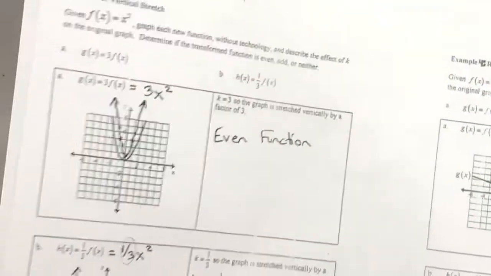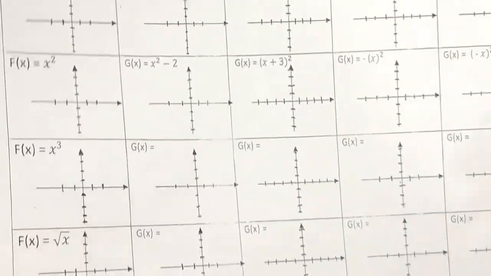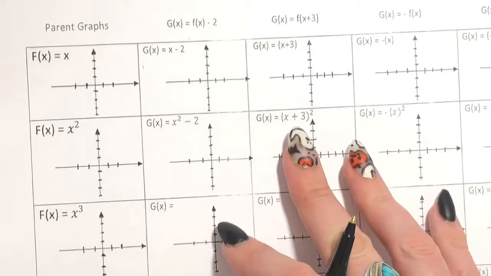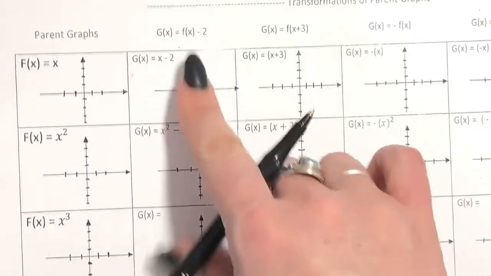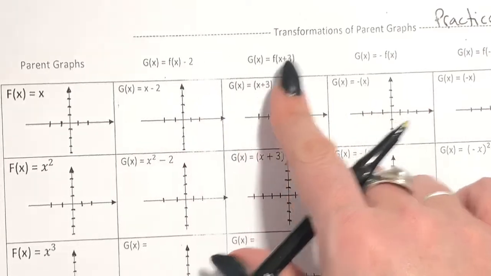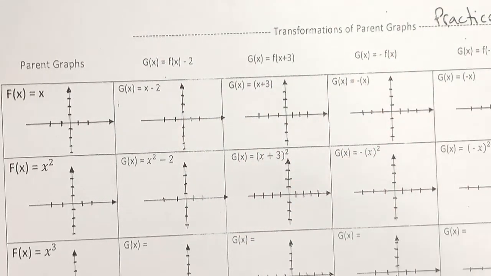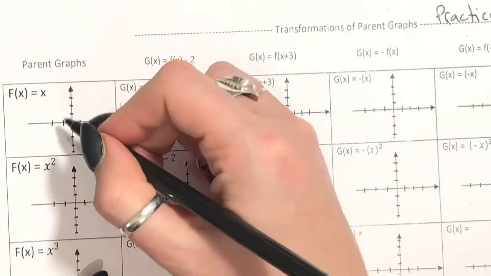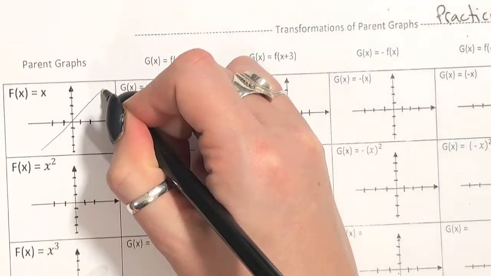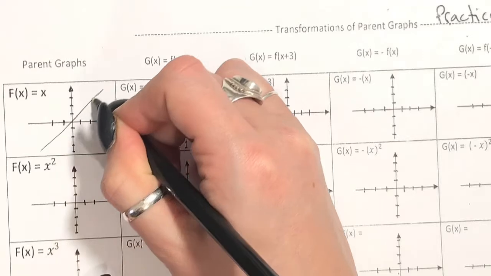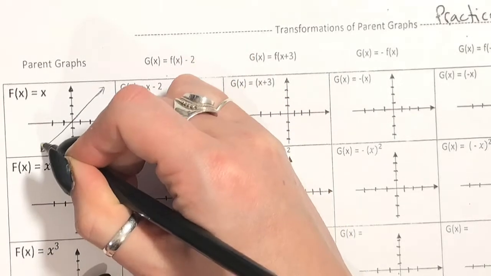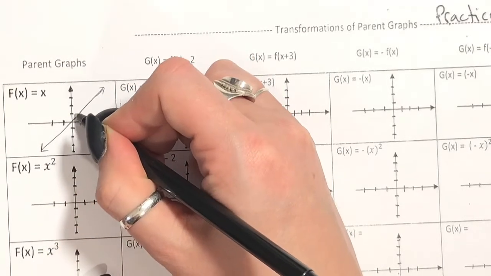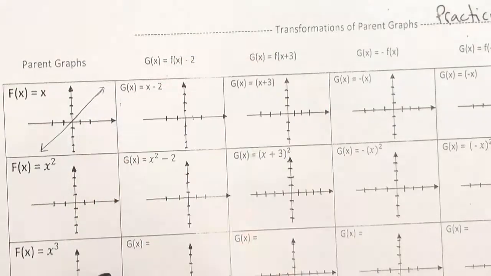So those are your transformations. We're just going to do some practice here where I give you a parent graph and then there's some different transformations up here along the top. And we're just going to practice doing those to each of these different parent functions. So this first one is just f of x equals x. That's your line, a linear function. The parent graph just goes right through the origin and it has a slope of 1. It's going up 1, over 1, up 1, over 1, up 1, over 1.